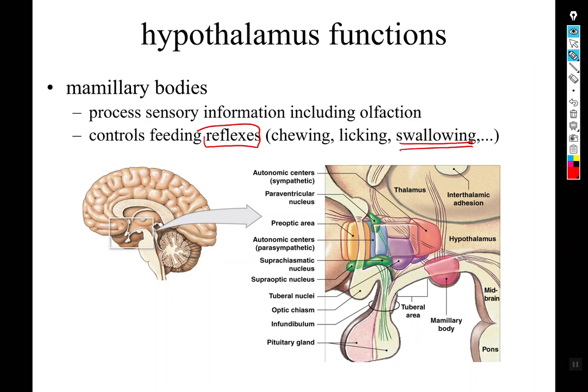And it makes sense that they would control feeding behaviors because ancestrally, feeding and olfaction are linked. So you use your nose to determine: is food safe to eat? Is food yummy?